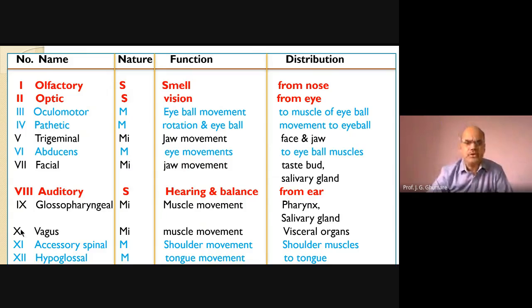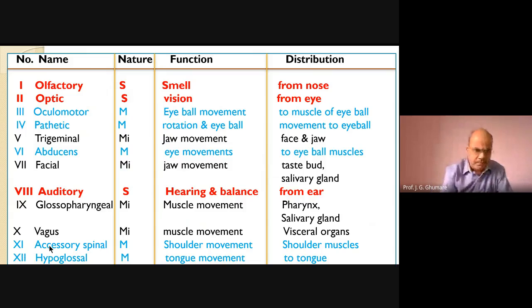Next one is the 10th in the series. This is vagus, mixed again, the one which goes to the visceral organs. Remember. So the one which will take the message to the visceral organs. This is again concerned with the muscle movement of visceral organs. Remember, the one which starts from the brain goes all the way to the visceral organs present in the abdomen. That way, this is the longest nerve, remember.